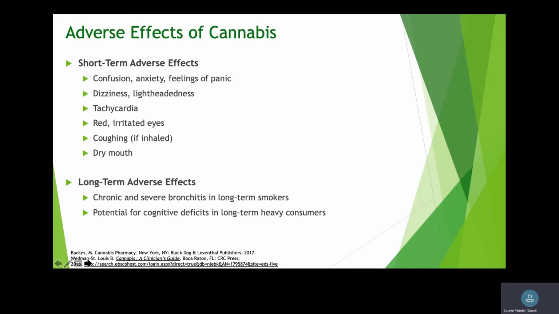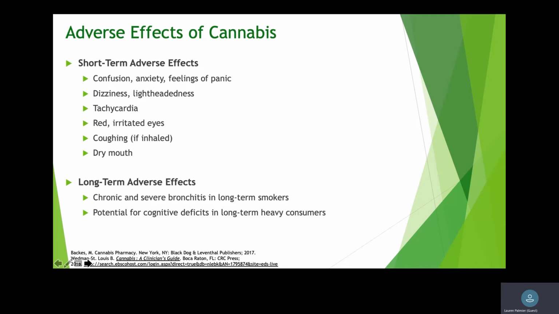Tachycardia, so we know that as an increased heart rate, that typically will subside in about 15 to 20 minutes. But if you do have a patient who is suffering from this fast heart rate when they use cannabis, you can encourage them to do slow and steady breathing, which may help. But of course, if a patient has any chest pain or other cardiac symptoms, they should call 911.